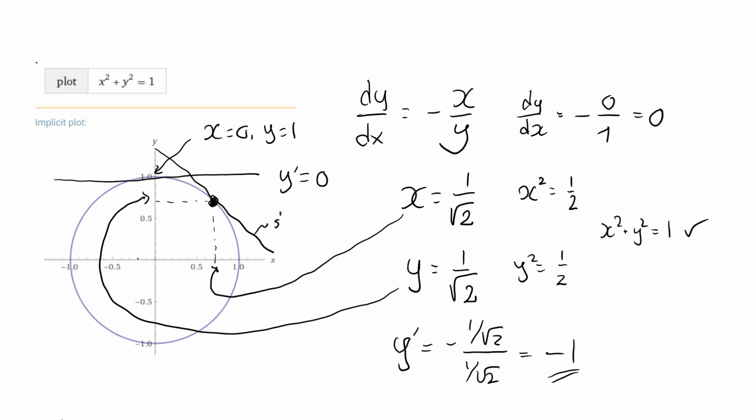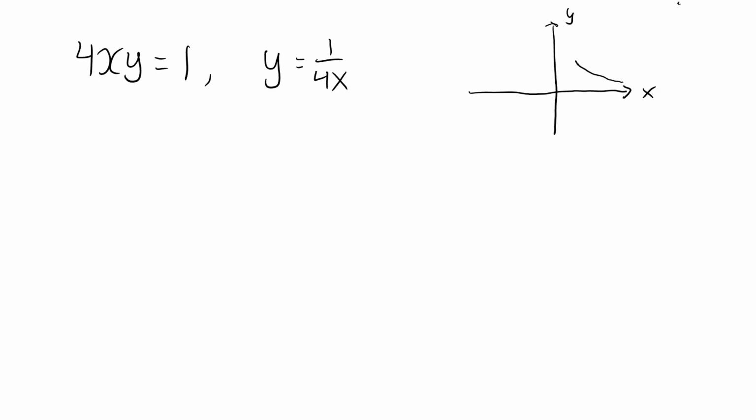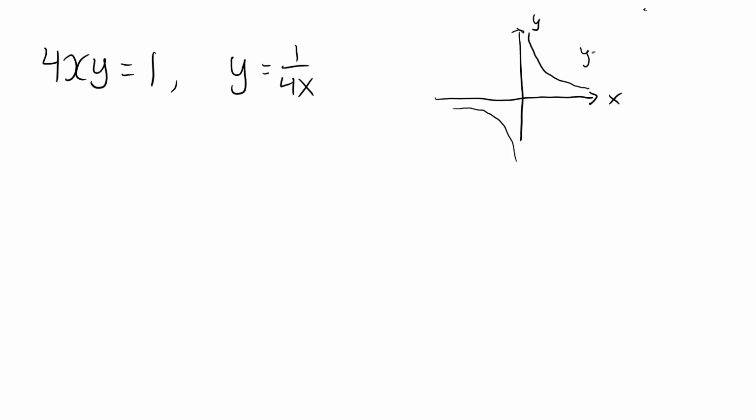Here is another example which illustrates another important point in implicit differentiation. The implicit relationship is now 4xy equal to 1. As long as x is not 0, the implicit relationship can be turned into an explicit one. We simply divide both sides by 4x and we have y is equal to 1 divided by 4x. From this, we can easily find the derivative. Y prime is equal to minus 1 divided by 4x squared.